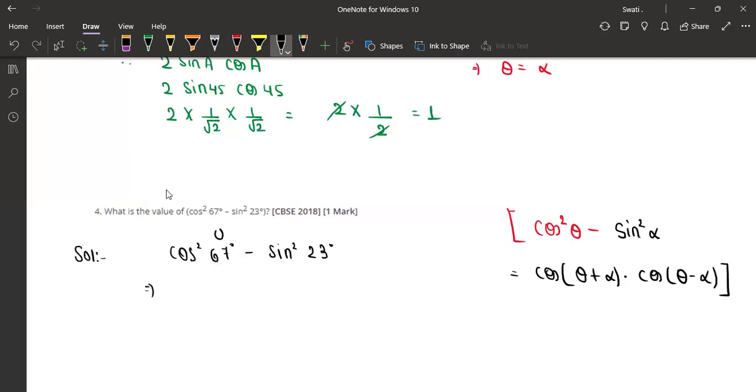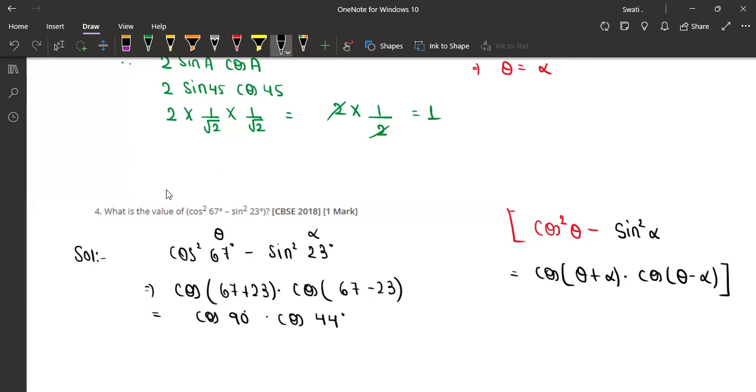So here suppose this is theta and this is alpha. So using the formula, this will become cos 67 plus 23 times cos theta minus alpha, that is 67 minus 23. Now, what is 67 plus 23? It's 90 degrees times cos 67 minus 23. So that is going to be 44 degrees.